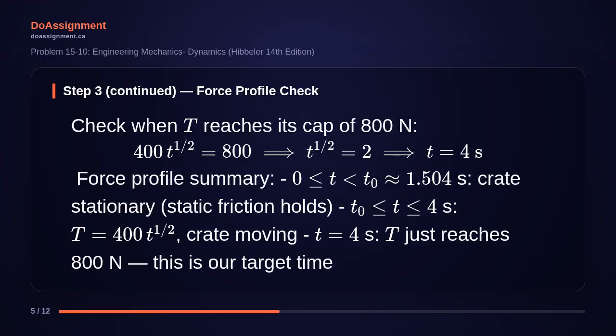We also check when T reaches its cap of 800 newtons. Setting 400 times the square root of t equal to 800 gives t equal to 4 seconds, exactly our target time. So throughout the entire sliding phase, from t naught to t equals 4 seconds, the tension follows the rising curve T equals 400 times t to the 1/2.